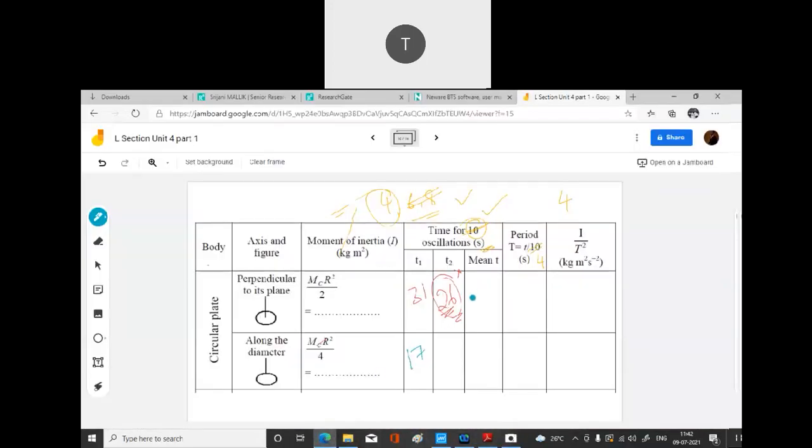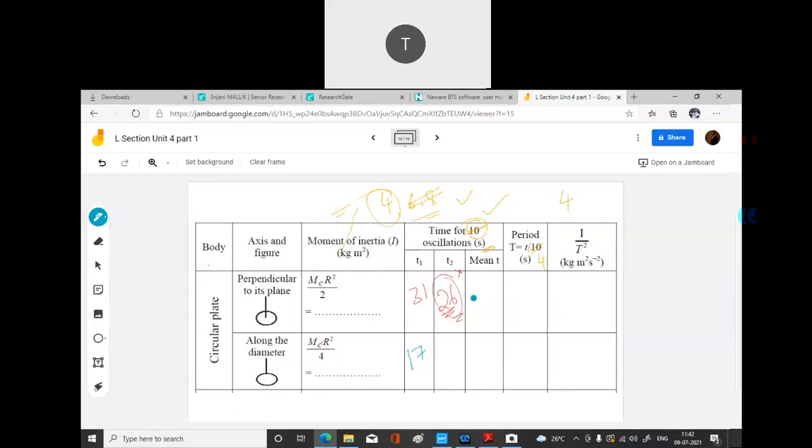Okay. So previously I got 17 seconds. So now I am getting around 16 seconds. Okay. So I will write here. So the second one is 16 seconds. Okay. So this is how you take the readings. Okay. So you take the readings for circular.